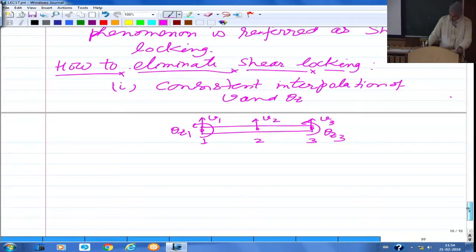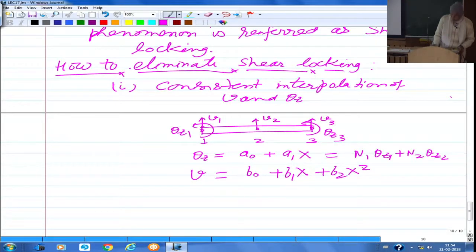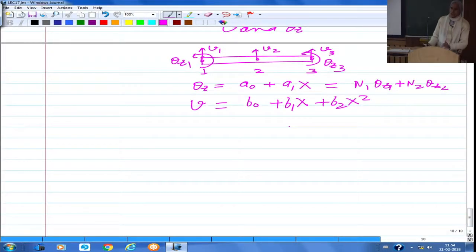If you formulate in this case, you would say that theta z is a linear polynomial, a0 plus a1 into x, which you finally write as N1 into theta z1 plus N2 into theta z2. N1 and N2 are the same, 1 minus x by L and x by L. But v you are interpolating as b0 plus b1 x plus b2 x square, in terms of those quadratic interpolation functions we discussed earlier. So b0, b1 and b2 you can express in terms of v1, v2 and v3.